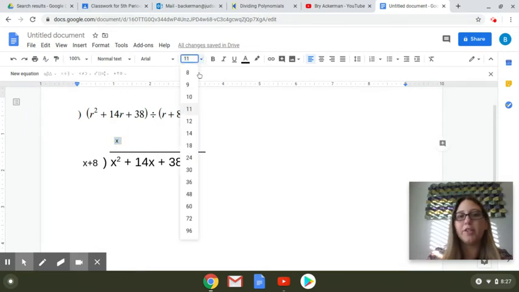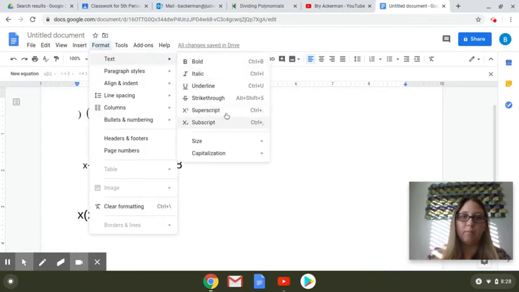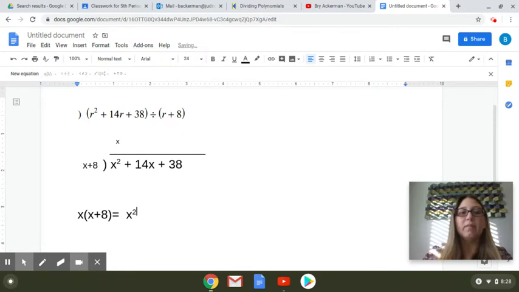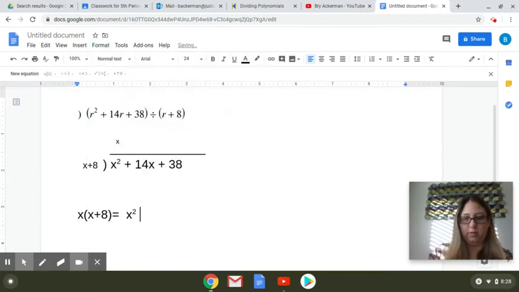But what we need to do then is if you're going to multiply the x times the x, you also have to distribute it to the entire thing. So x plus 8. And so if we distribute that, we get x squared, right? And then we also get x times 8, and so we get a positive 8x. Okay, so that's what goes right here.